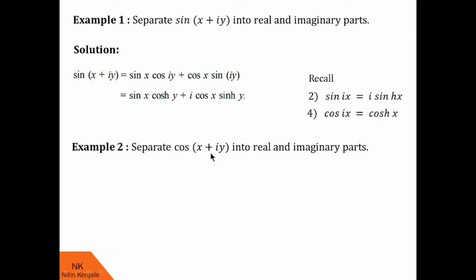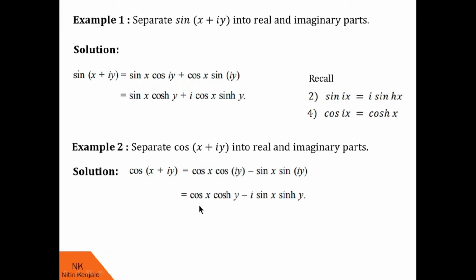Similarly, if you are asked to separate cos of x plus iy into real and imaginary parts, we begin with cos of x plus iy, then we expand it using cos a plus b formula. So we get cos x into cos iy minus sin x into sin iy. Using these same relations, cos iy can be written as cos hy and sin iy can be written as i sin hy. So we get this RHS. Clearly, this is a real part of cos of x plus iy and minus sin x sin hy is imaginary part of cos of x plus iy.